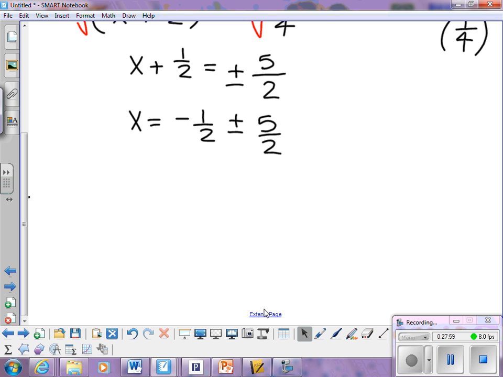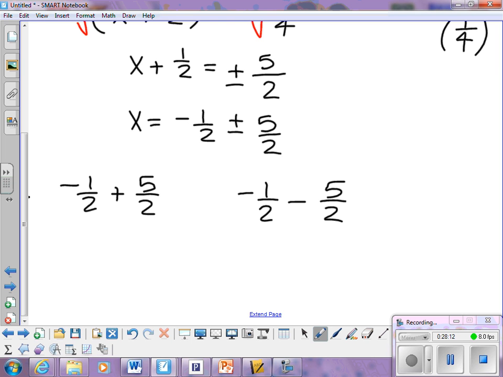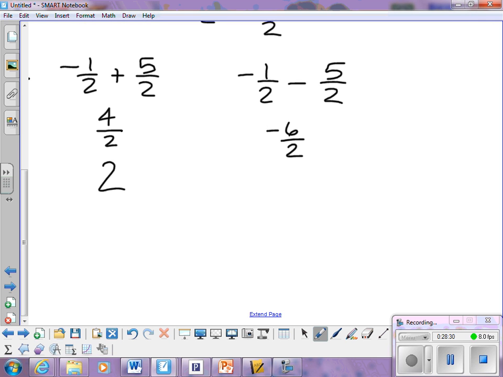Let's finish this problem. I'm going to break that down into 2 cases, right? Negative 1/2 plus 5 over 2. Negative 1/2 minus 5 over 2. Okay? What is negative 1 plus 5? 4. But 4 over 2 is 2. Negative 1 minus 5. Negative 6. But negative 6 over 2? Negative 3. So my roots to this problem were actually negative 3 and 2.